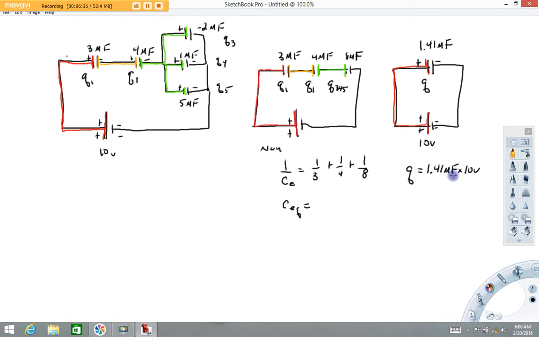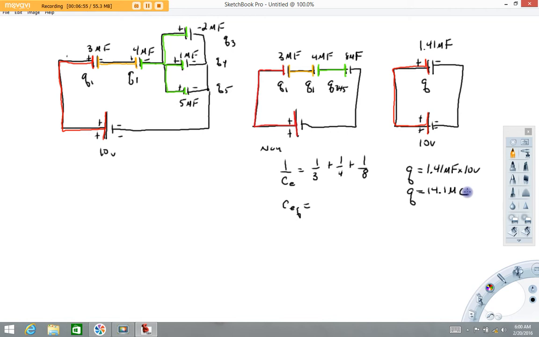Remember, a farad is a coulomb per volt. So when we take coulomb per volt times volts, we get coulombs out. So our charge is going to come out to be 14.1 microcoulombs. That's the charge on our equivalent system here.